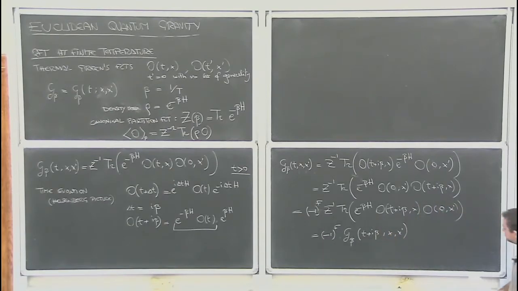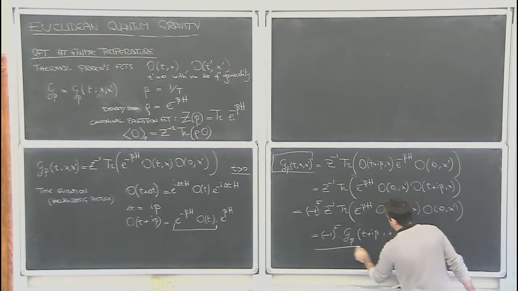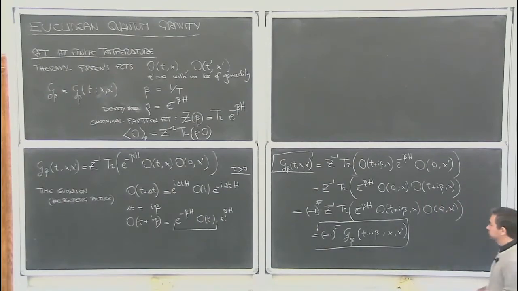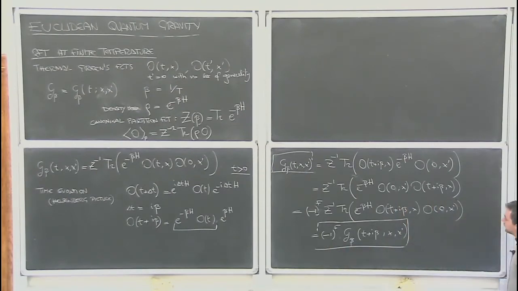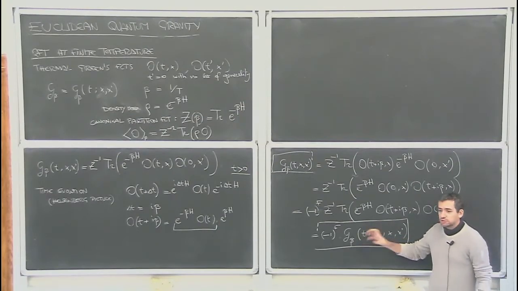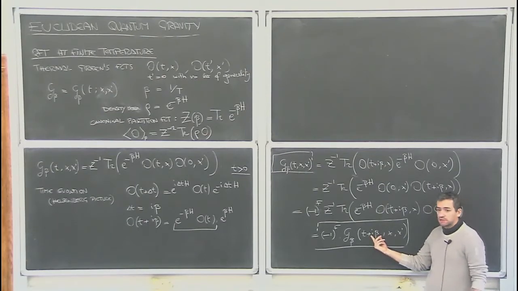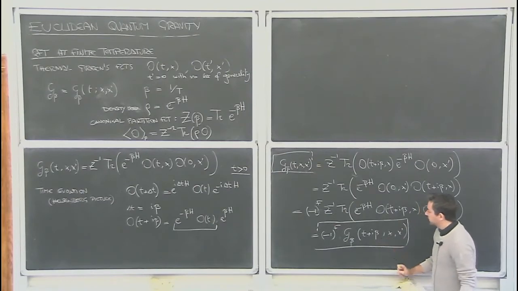Okay, so we conclude, comparing the first line and the last line, that the Green's function is periodic, or antiperiodic if we have fermionic operators, in imaginary time. That is, we have what was the time evolution. Now we have done this trick, and we have an imaginary time interval, which is precisely the period of the Green's function.